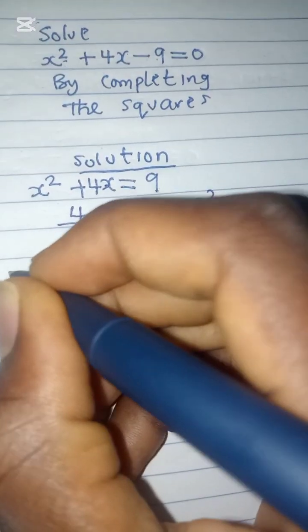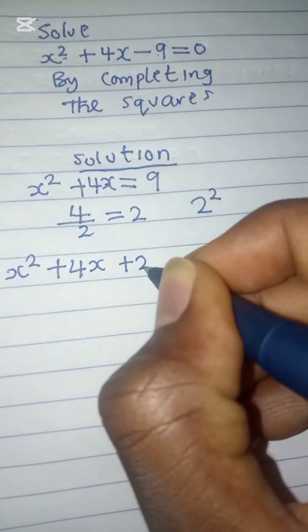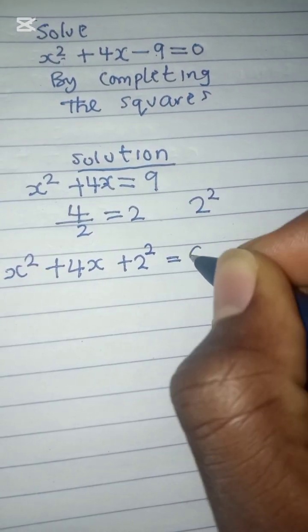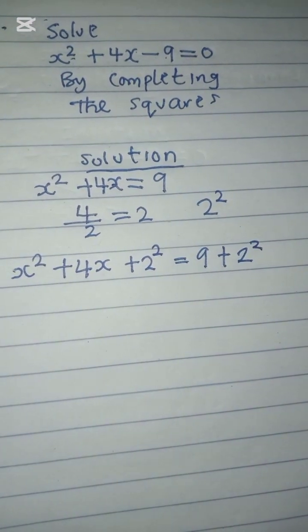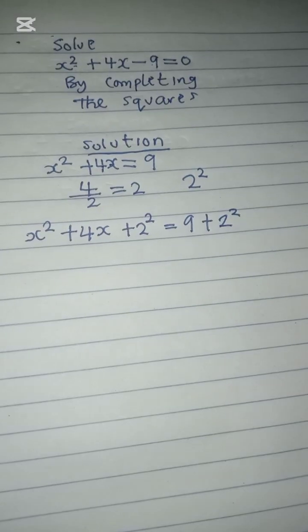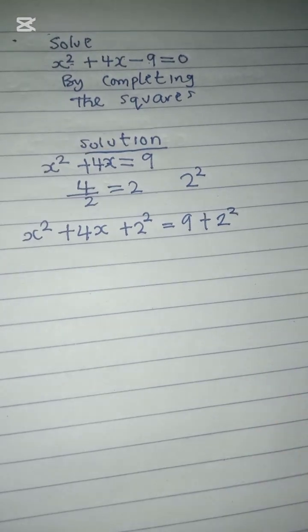Then we have x squared plus 4x plus 2 squared is equal to 9 plus 2 squared. So now we have added the half coefficient of x all squared to both sides. Having added it to both sides, we have completed the square.